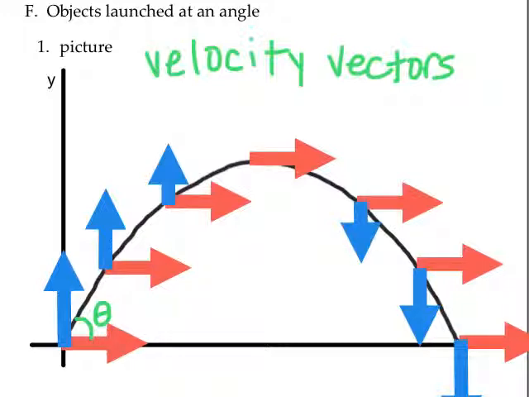And then also on these vectors, you're looking to see that all of the horizontal parts of the velocity remain the same. And then vertically, we start out with quite a big velocity in the vertical direction. That component gets smaller and smaller until up at the top of the path, there's no velocity component in the vertical direction. And then as the object begins to fall back down, that velocity is getting larger and larger.